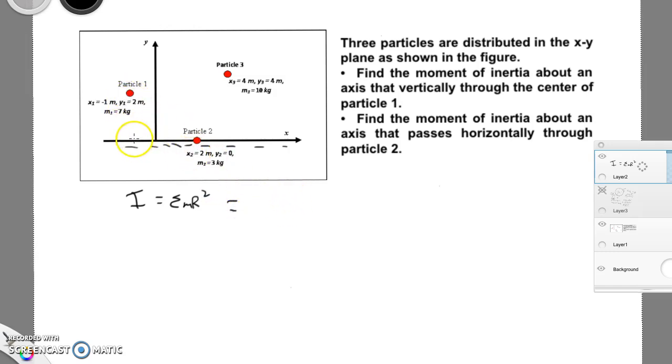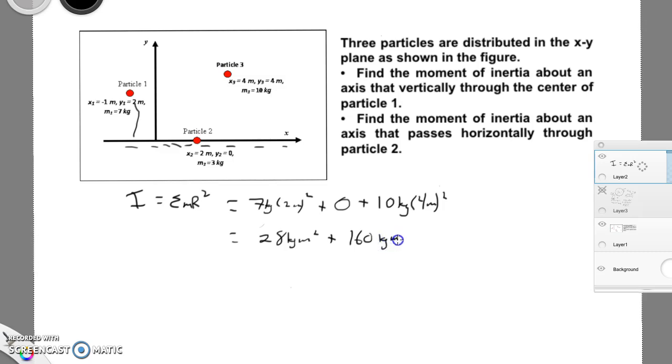We added up mr squared for each particle. So starting with particle 1, it's got a distance here of about 2 meters. It has a mass of 7 kilograms, so 7 kilograms times 2 meters squared. For particle 2, it's on that axis, which means its radius is 0, so that would be a moment of inertia at 0. And then finally, particle 3 has a mass of 10 kilograms and a radius of 4 meters. We're going to square it. Okay, and so we get here 7 times 4 is 28 kilogram meters squared. And 4 squared, 16 times 10, is going to be 160 kilogram meters squared.